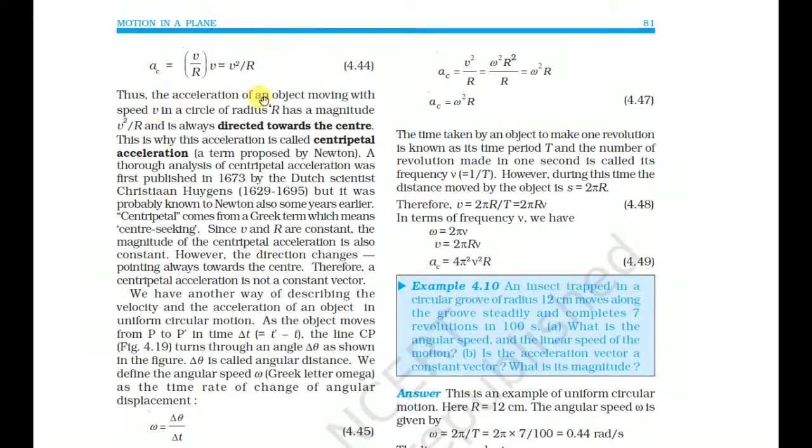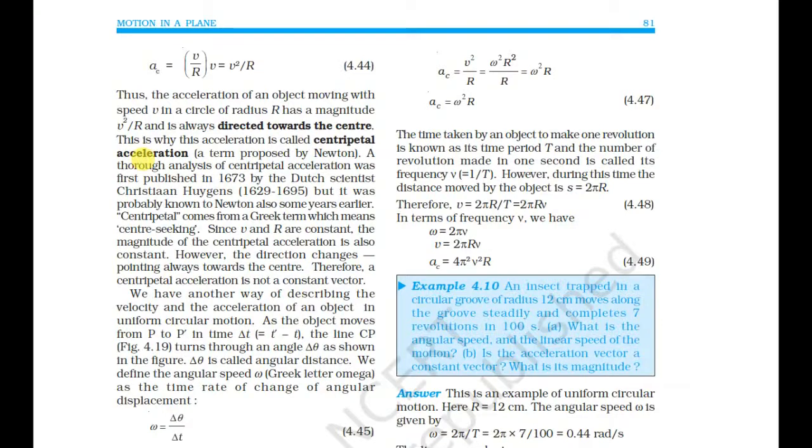Thus the acceleration of an object moving with speed v in a circle of radius R has the magnitude of v square by R and is always directed toward the center. This is why the acceleration is called the centripetal acceleration.